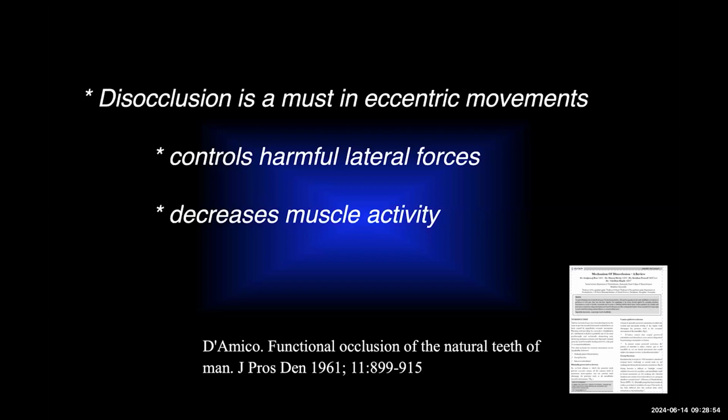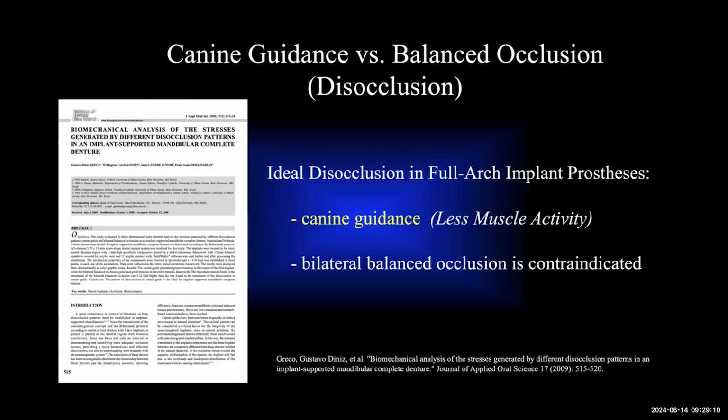Secondly, what it does is it decreases muscle activity. So the muscles of mastication, the closing muscles, there's less activity when you disclude. So that's why that is the most accepted occlusion when you're doing full mouth rehabilitation. So let's look at some articles comparing this canine guidance versus other types of occlusion.